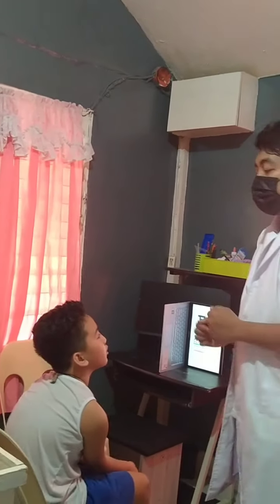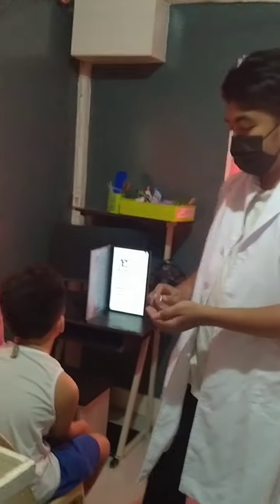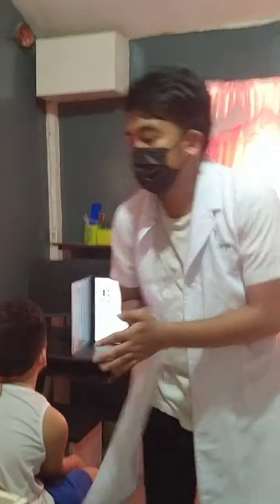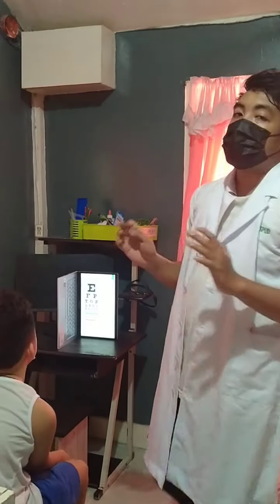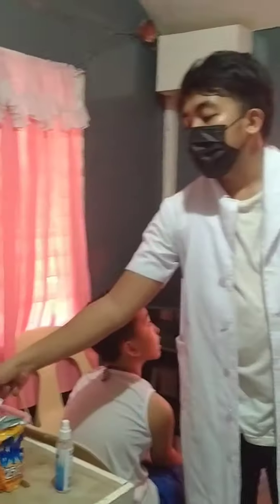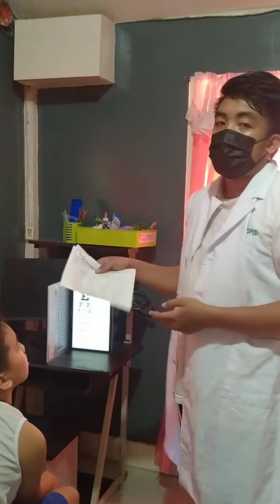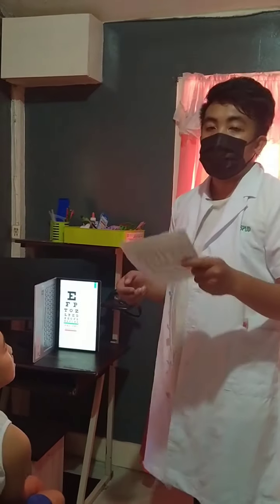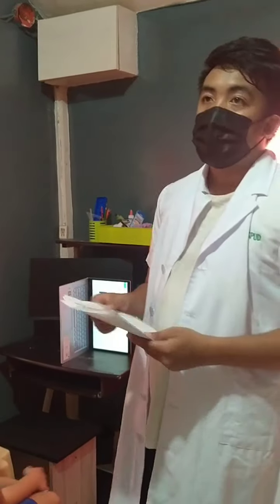Right, so the first thing we'll do is gather the materials needed, and let's wash our hands. Then the first thing we'll do is test the near vision of the patient. Get any kind of reading material and let the patient read its contents, and before anything else, identify the patient's ability to read and education level.